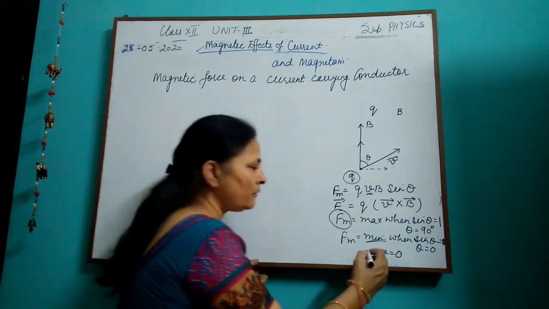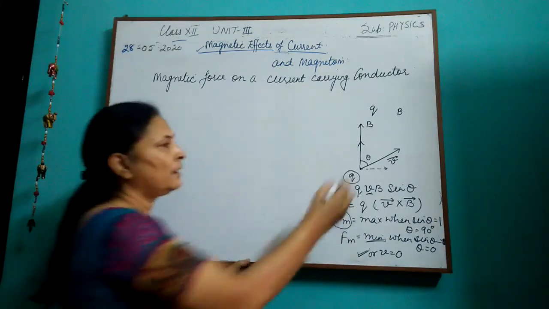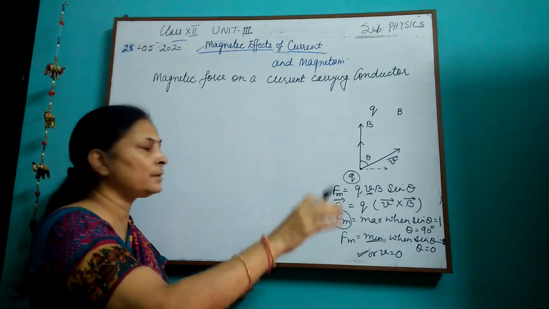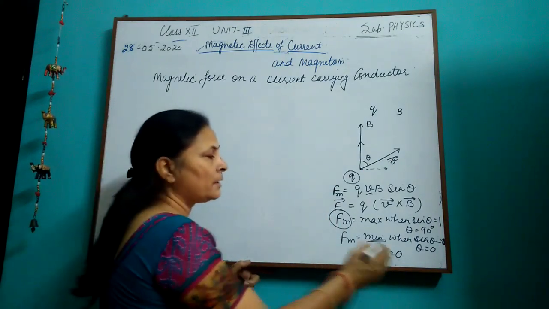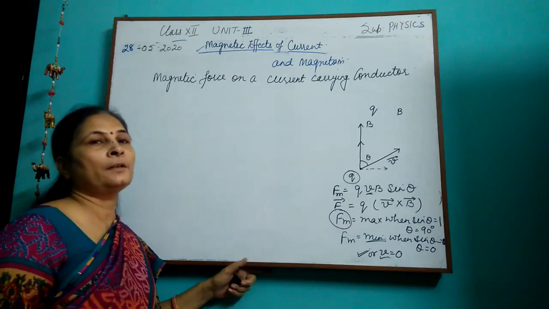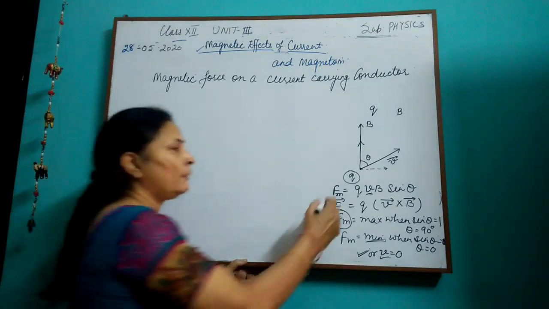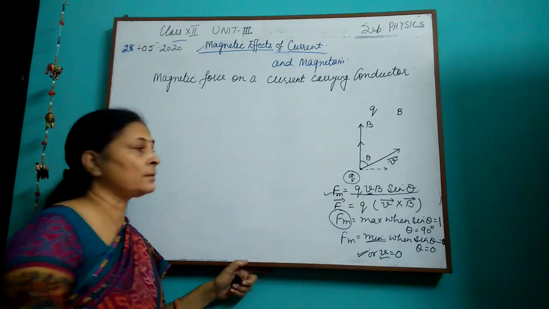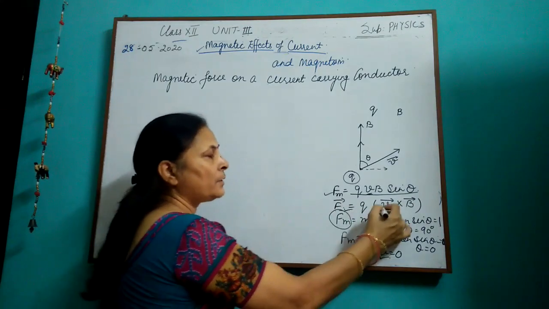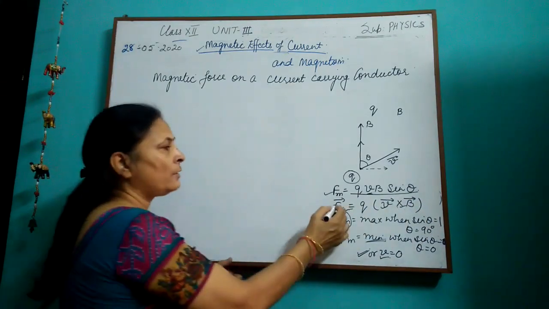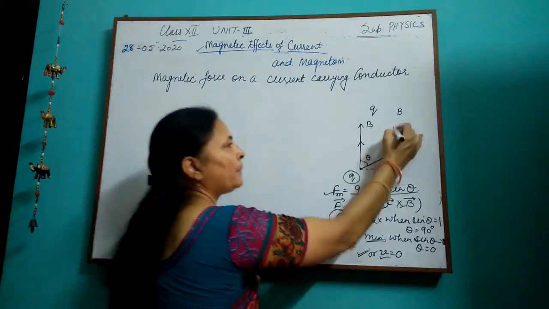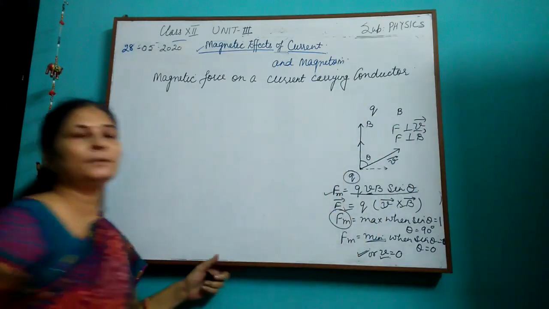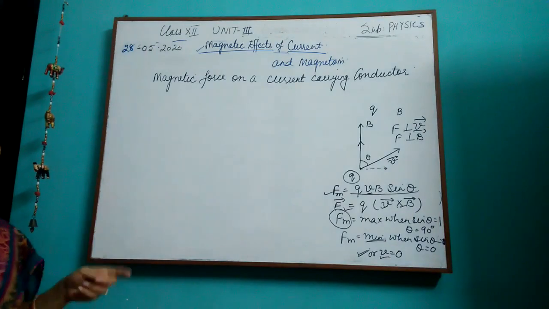The other condition in which force is minimum is V is 0, which means if you put the charged particle inside a magnetic field but it is not moving, the velocity is 0, then also no force will be experienced by it. From this we are now able to find out the magnitude. The second thing is direction. As F is a vector product of V and B, the direction of F will be perpendicular to both V as well as B. We'll also see it pictorially.